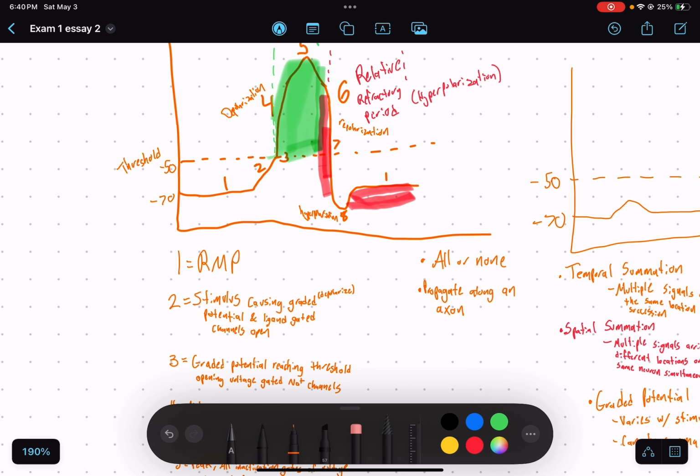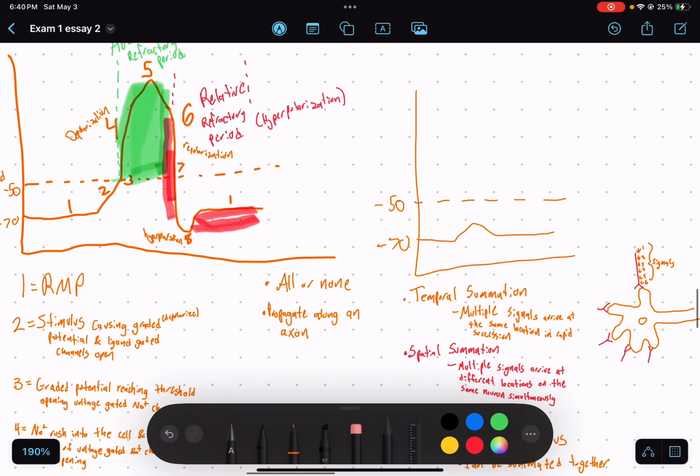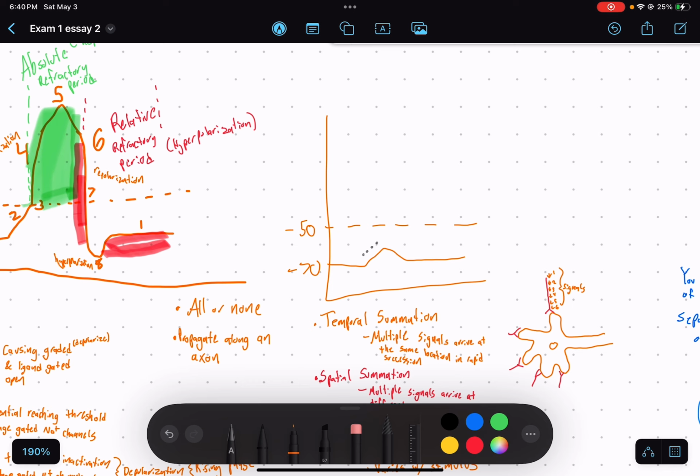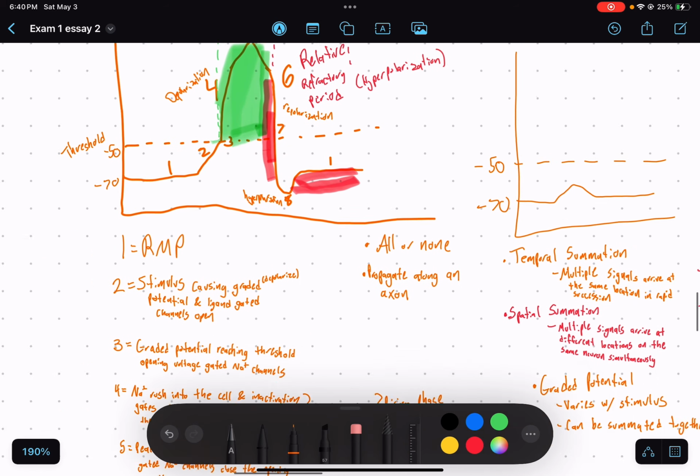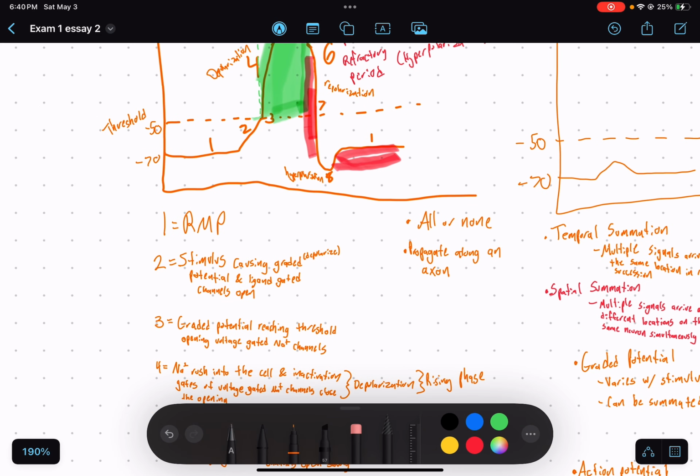And with this being said, before I move on to number 3, if this graded potential, aka this slight depolarization, is not strong enough to hit threshold, it is not going to cause an action potential. It's just going to reset back to RMP. So if you don't reach it, you're not getting anything. That's this all or none principle right here that I'll talk about in a little bit.